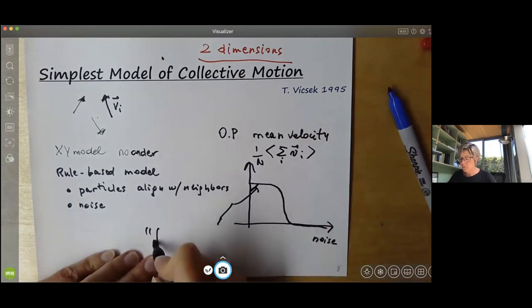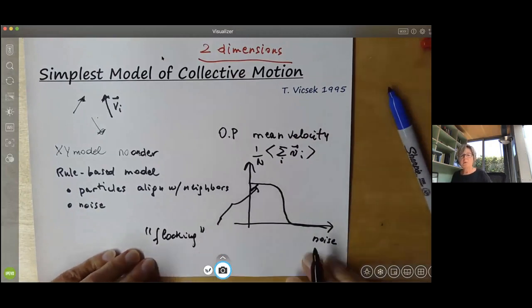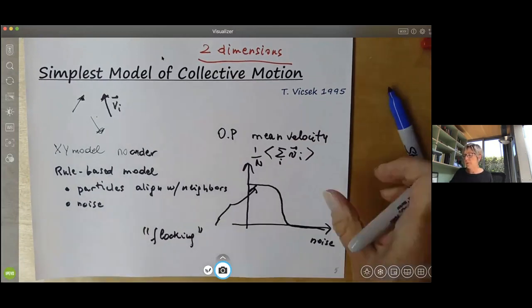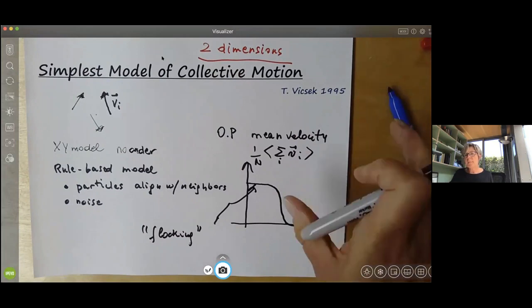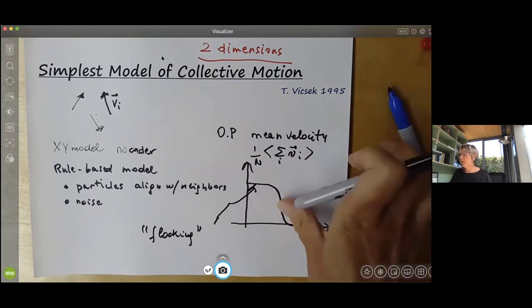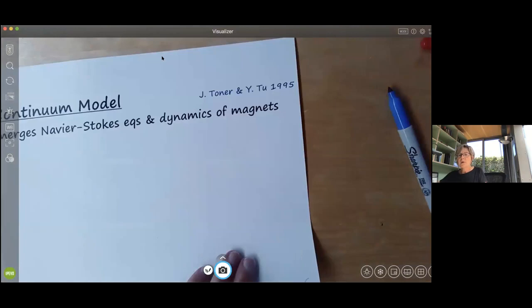We call it a flocking state, because originally this model was developed with the idea of describing bird flocking. So that's an agent-based model. But we would like to talk about field theories, hydrodynamics. So how can we do that?